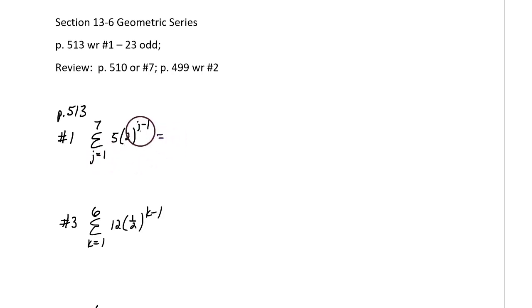Starting with j equals 1. 1 minus 1 is 0, 2 to the 0 is 1, and 5 times 1 is 5. So the first term is 5, and notice that there is a 5 in that position.